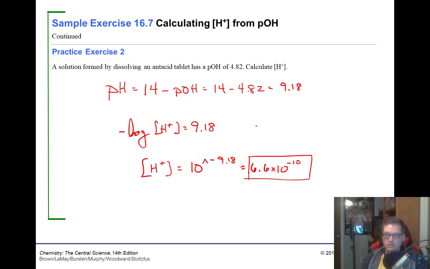All right. Now we could take that value and double check it. So we'll take this value here, take the negative log of it, and that should give us our pH again. All right. Always good. And sure enough, I get that 9.18, and we could add that to 4.82, and we should get 14 again. Yep, sure enough.